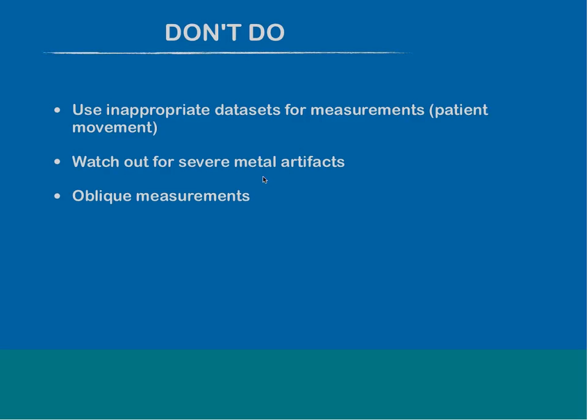Don't perform oblique measurements. That means, especially in the transections, make sure the transection is parallel to your implant axis. If you don't rotate the volume for exact position, you will perform so-called oblique measurements, which will in most cases be too long, so that you overestimate your proper bone volume.